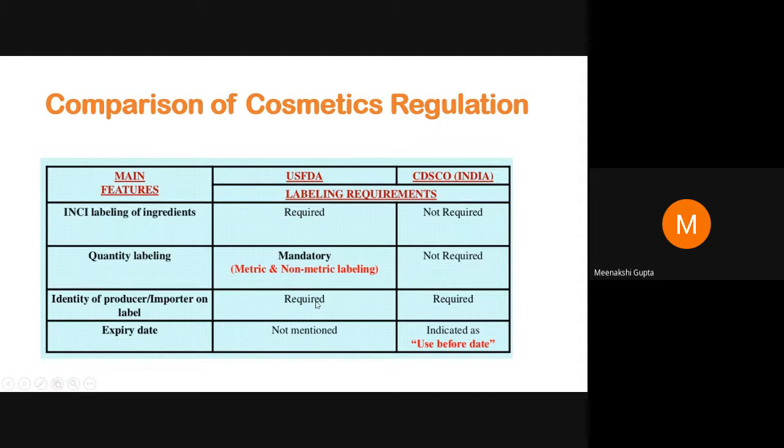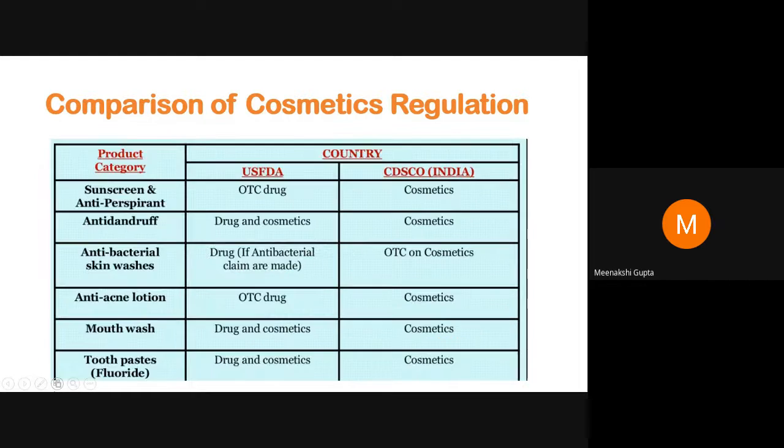Okay, then quantity labeling, that is, it is mandatory. Whenever we prepare the label of the cosmetic, we propose the name of the ingredient as well as the quantity. It is mandatory in case of US FDA, whereas it is not mandatory in case of India. Then in India we propose the expiry date in the form of use before a particular date.